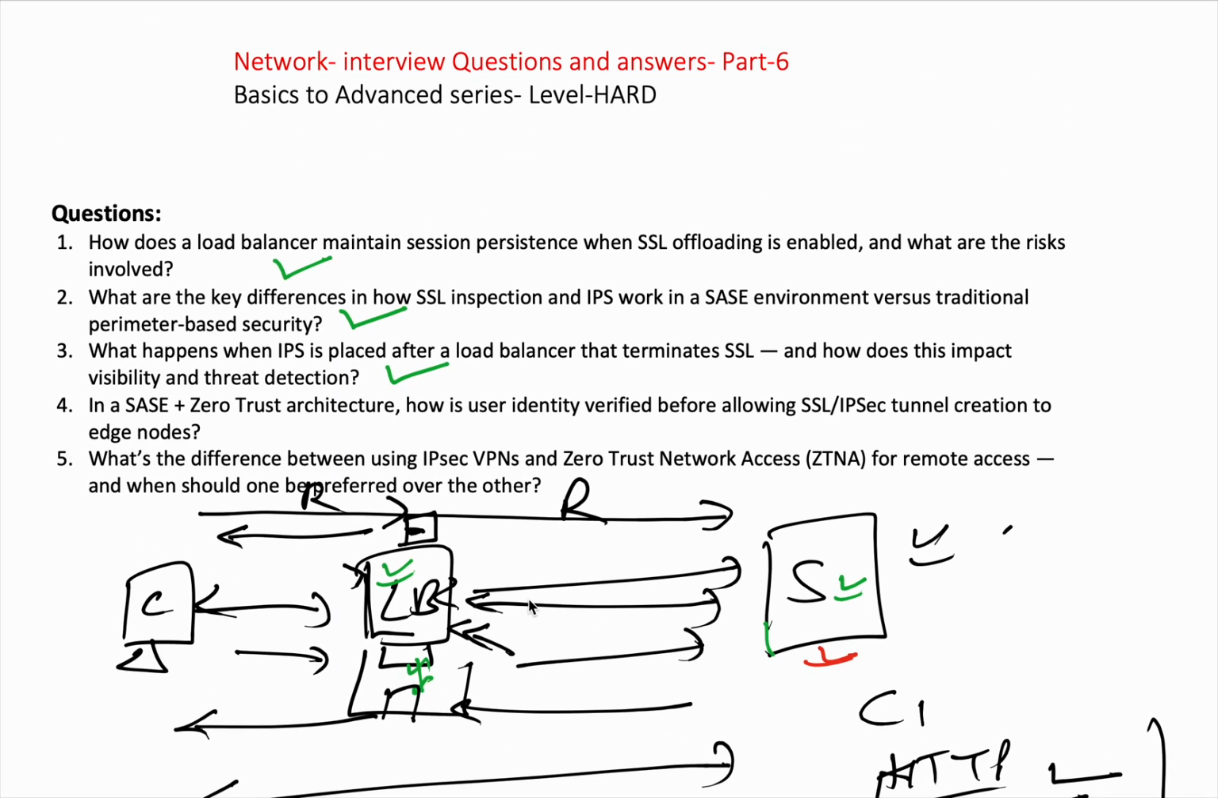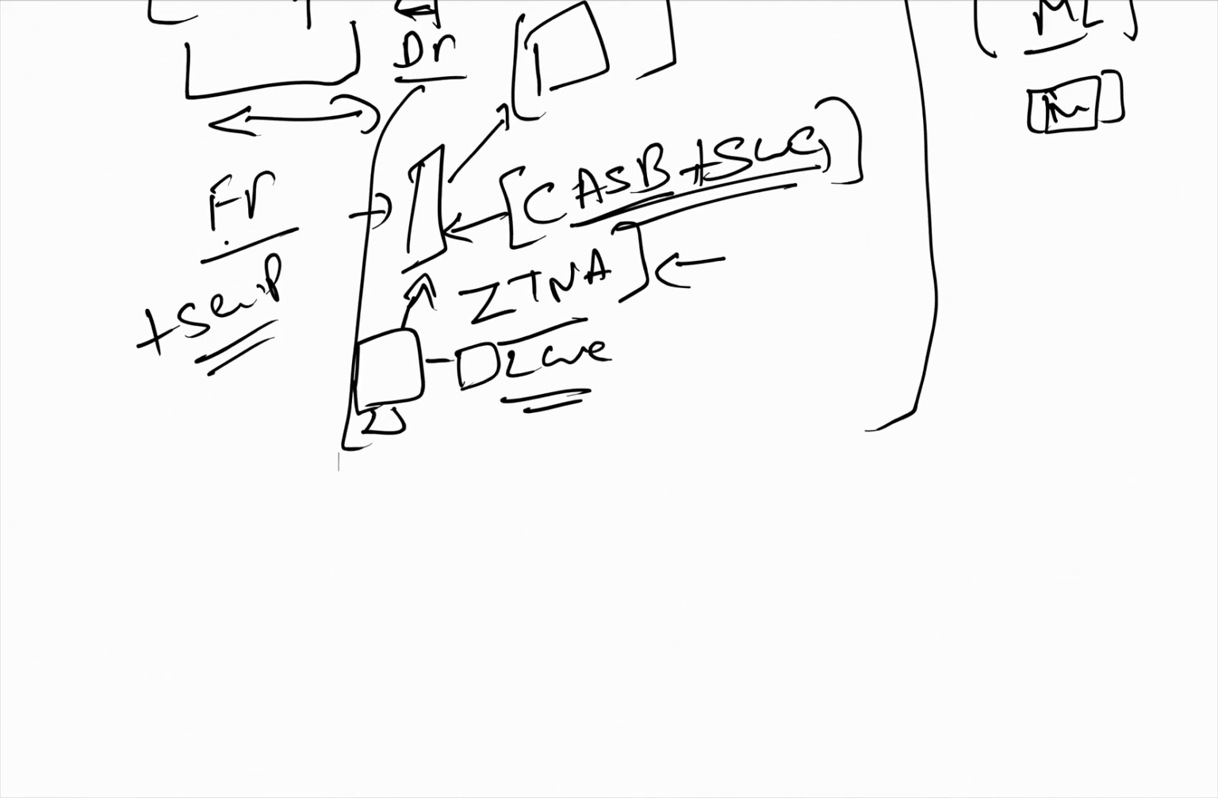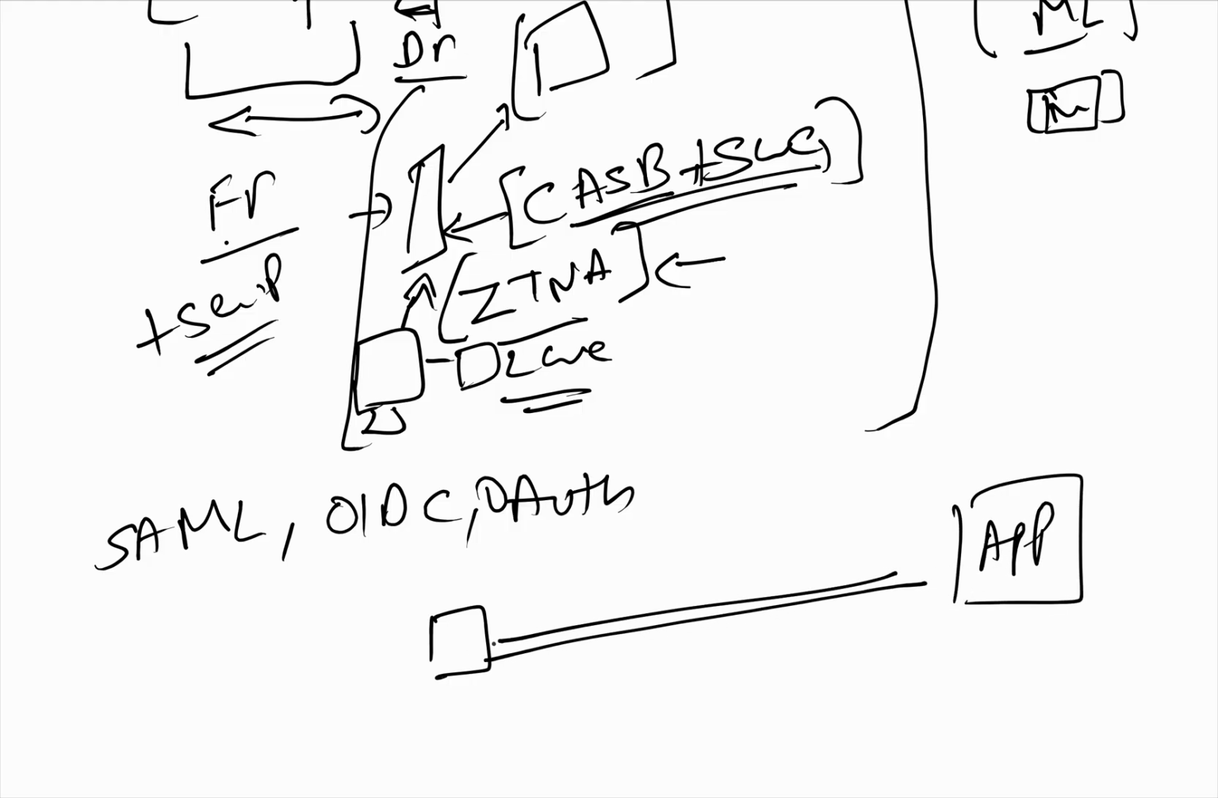Now, what is it asking? How is user identity verified before allowing SSL tunnel creation to edge nodes? This is how you usually connect to a simple SASE environment. The authentication can be done by SAML, or you use OIDC or OAuth. But the major chunk will be the ZTNA, which will make sure that your posture is aligned, your device belongs, even you as a user, your credential belongs, and only then it will give access. Once this is done, your user will be able to create a secure tunnel to the application, and then you have secure access.